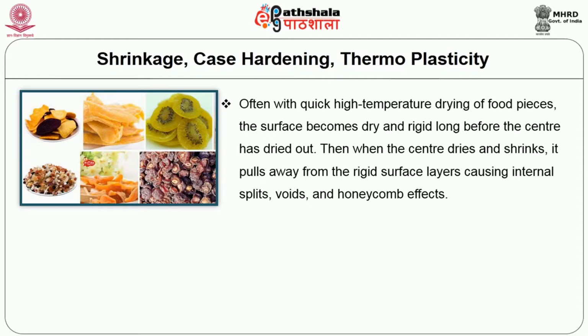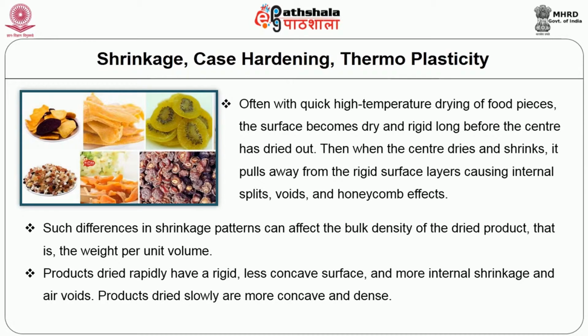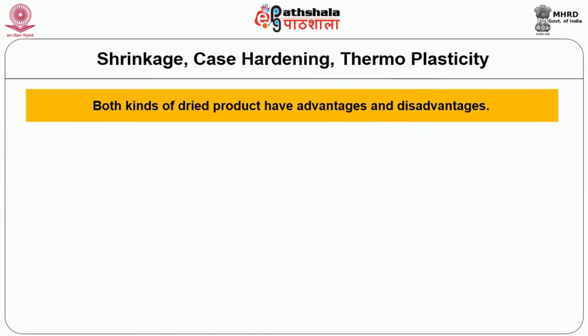voids and honeycomb effects. Such differences in shrinkage patterns can affect the bulk density of the dried product, that is, the weight per unit volume. Products dried rapidly have a rigid, less concave surface and more internal shrinkage and air voids. Products dried slowly are more concave and dense. Both kinds of dried products have advantages and disadvantages.